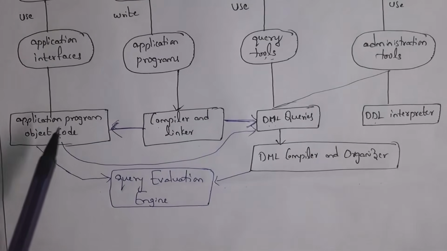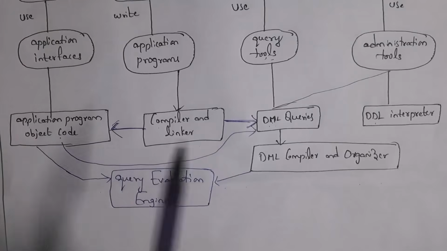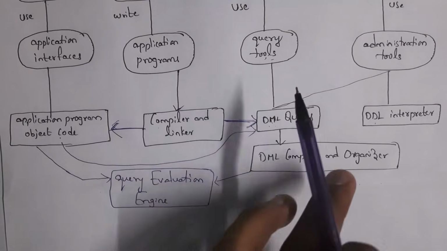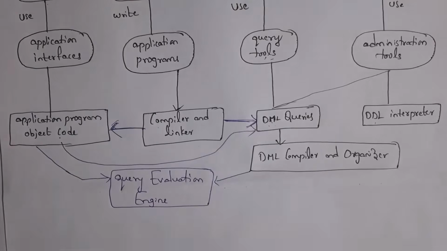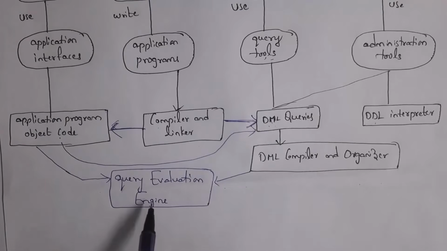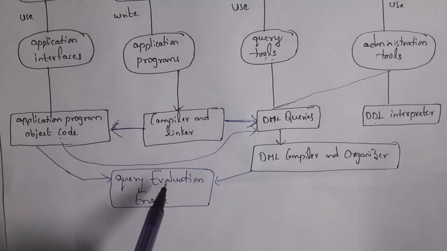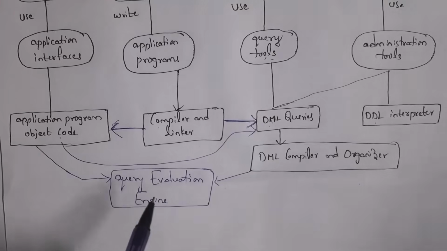Now I will connect the application program object code as well as the DML compiler and organizer. I will connect both of these to the query evaluation engine. Guys, this query evaluation engine is one of the important components in DBMS. It will take requests from users and also provide responses to users.